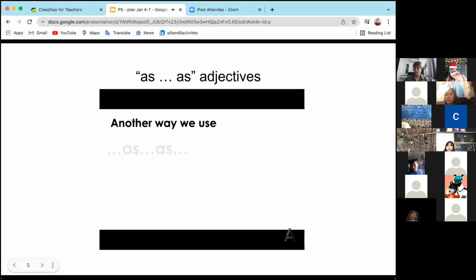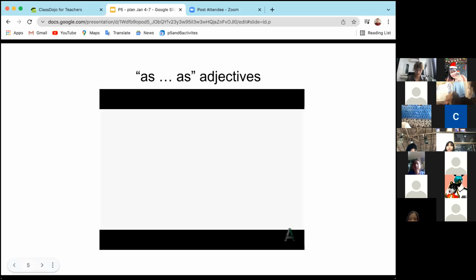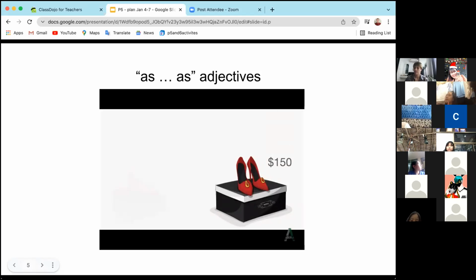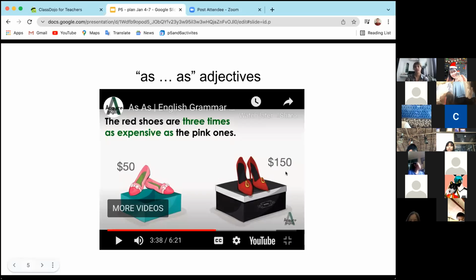Another way we use as is twice as, three times as, four times as, etc. The red shoes are three times as expensive as the pink ones. Because 50 times 3 is 150, right? So the red shoes are three times as expensive as the pink ones. They're not the same.